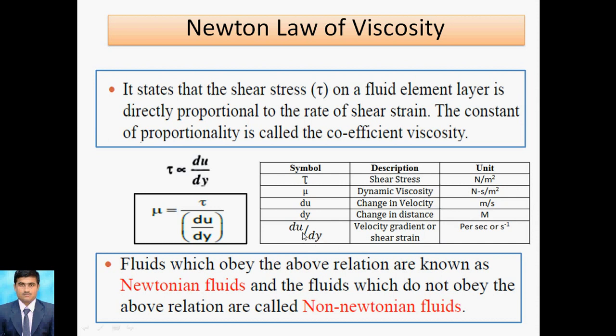Because du means change in velocity, it is measured in meters per second. And dy is in meters, so the meters cancel, and only per second remains. So always remember that velocity gradient is in terms of per second. So this is all about Newton's law of viscosity.